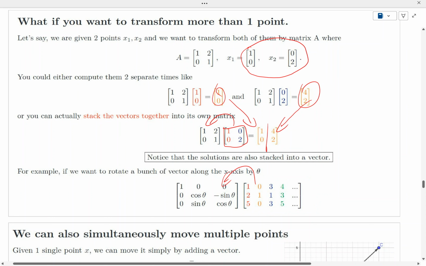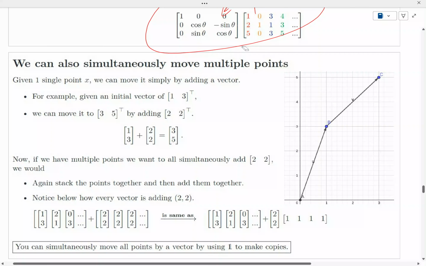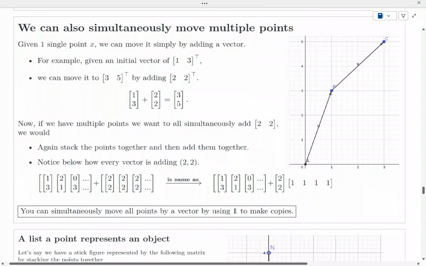So that was rotation, right? You can also move multiple objects. I think I showed you previously, if we have a bunch of vectors, vector 1, vector 2, vector 3, and you want to move them by 2, 2, all you have to do is make copies of 2, 2 multiple times. So you take all your vectors and then you add 2, and depending on how many copies you want, you will be able to simultaneously move all the points. Okay?